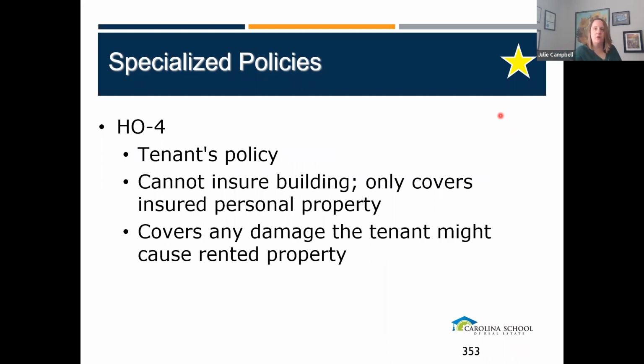Another policy is the HO4 policy. This is renter's insurance. If you have a tenant in place, for example, you're the landlord, you have homeowner's insurance, you protect the structure, your tenant has renter's insurance to protect their stuff, to protect their personal property. The HO4 policy may cover any damage the tenant caused to the property. I'm going to stress the word may there. So the owner has homeowner's insurance, the tenant has renter's insurance.